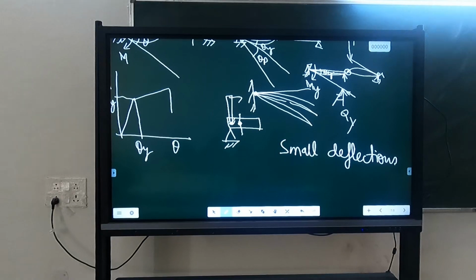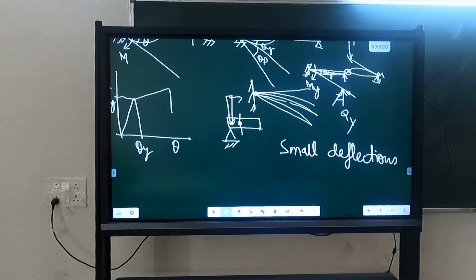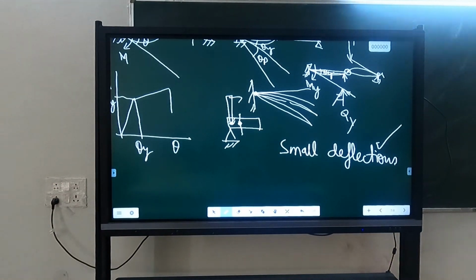But if this angle is small, then the perpendicular component will be same as the load and axial component will be zero. So that is the condition which we are considering in our analysis. Okay. So I'm happy you asked all these questions. These questions are very important.